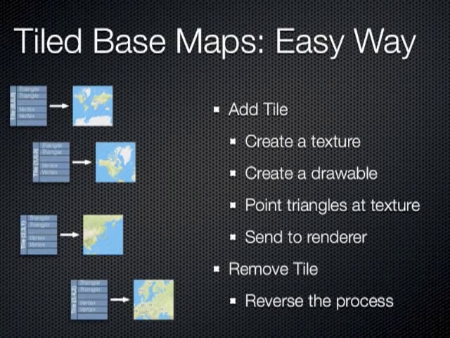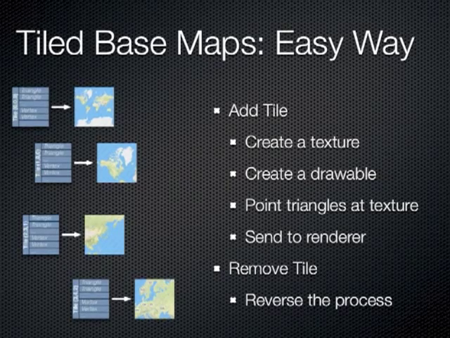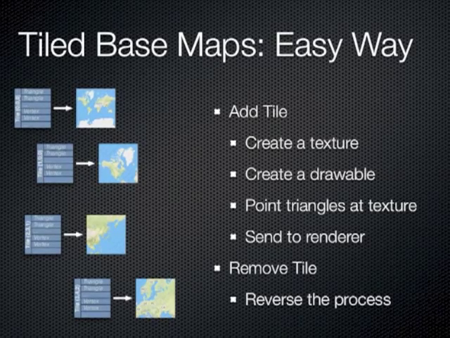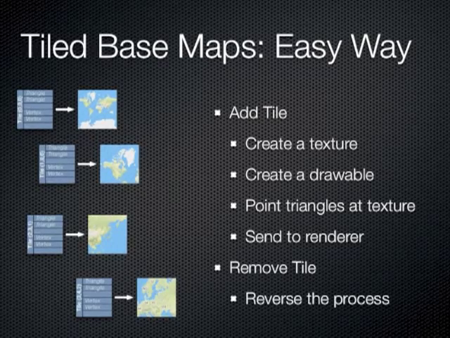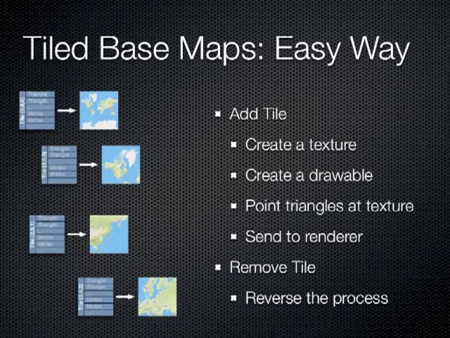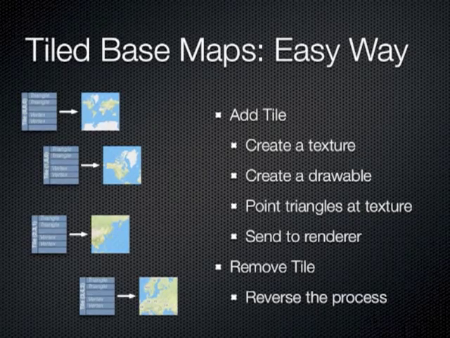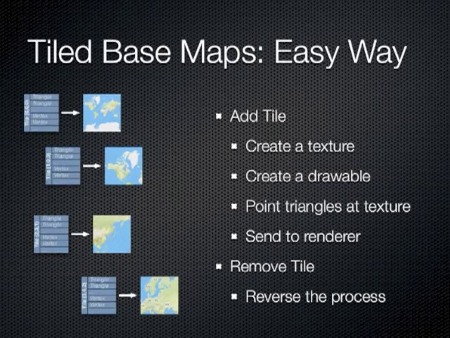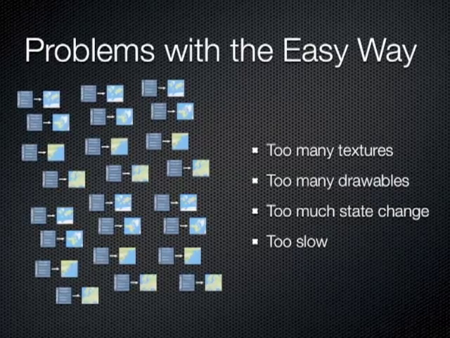Okay, so that was a good real-world example. Let's talk a little bit about how it worked. So again, we're talking about tiles here. Each individual texture is a tile. So when we ask for a tile and it comes back from the server, we want to add it. We could take the simple approach, which is to just create a texture for it, create some drawable geometry for it, point that drawable geometry at the texture, send it to the renderer, and then do that however many times, and we got ourselves a globe. If we want to get rid of a tile, we just reverse the process. It's pretty straightforward. But there are problems with that approach.